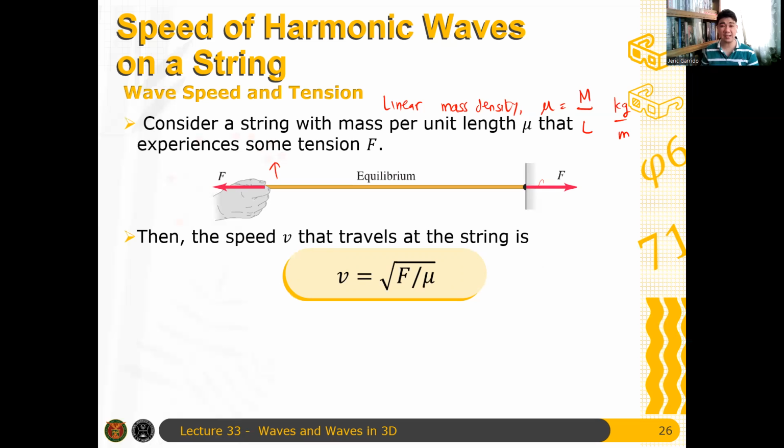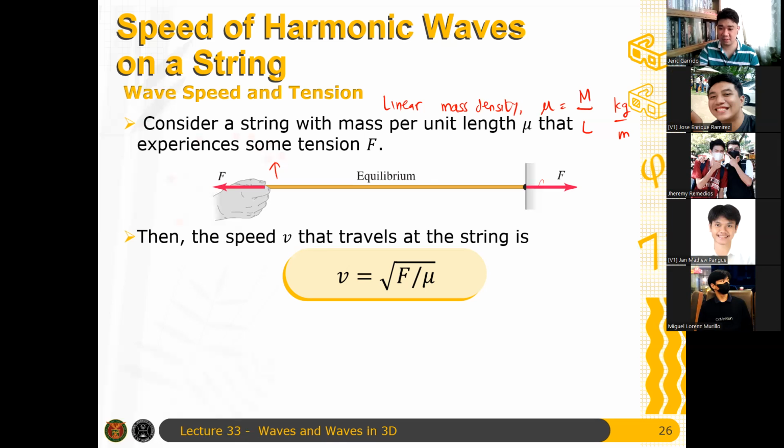Okay, sir, saan galing tong equation na to? We will solve it in the supplementary discussion. So the wave speed, for the meantime, ito lang kailangan niyong maalala. If a force F is exerted on a string of some mass density mu, then the speed v of the wave that travels on it is equal to square root of F over mu. Okay? Malinaw? Questions? May tanong ba rito? Are there any questions? None. Okay, sige.